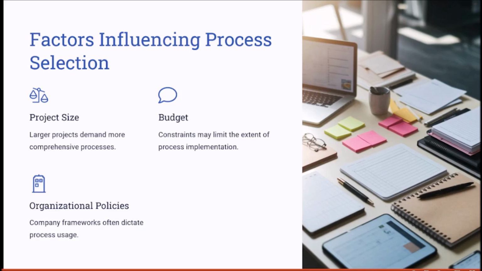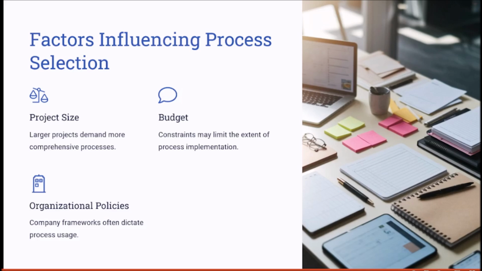So let's say that smaller projects may require fewer processes, while a larger or multi-year project demands comprehensive planning, executing, monitoring, and controlling measures. Projects that have a budget constraint may also limit the extent to which processes like risk management and procurement planning are implemented. Additionally, as we said, the regulatory requirements of a project influence the process selection.